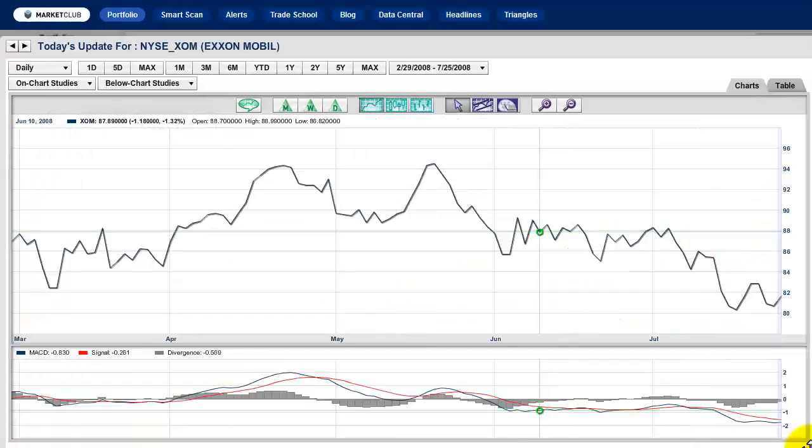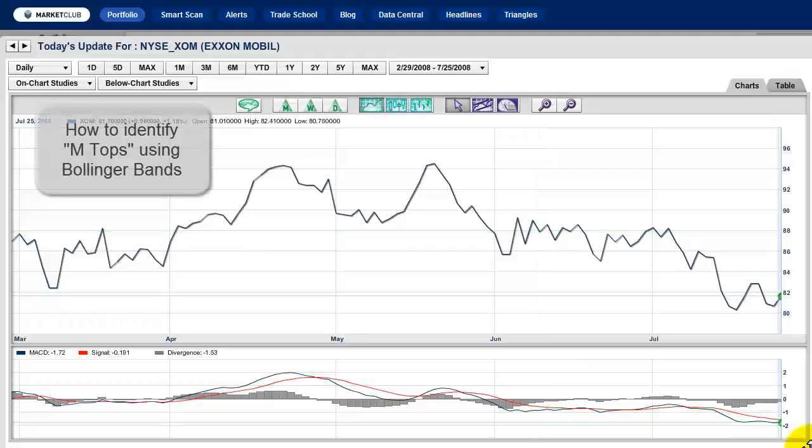Okay, we've learned how to spot W bottoms using the Bollinger Bands. Now let's take a look at spotting M tops using Bollinger Bands. Now, M tops and W bottoms were discovered by Arthur Merrill in his Behavior of Prices on Wall Street. These are 16 patterns he developed. But the Bollinger Bands help you identify them even further and make you more comfortable in trading that pattern.